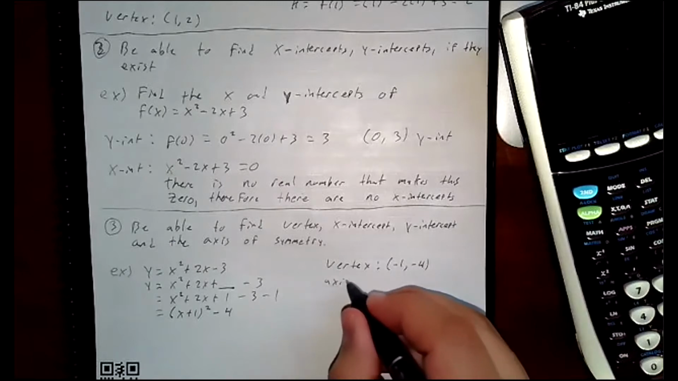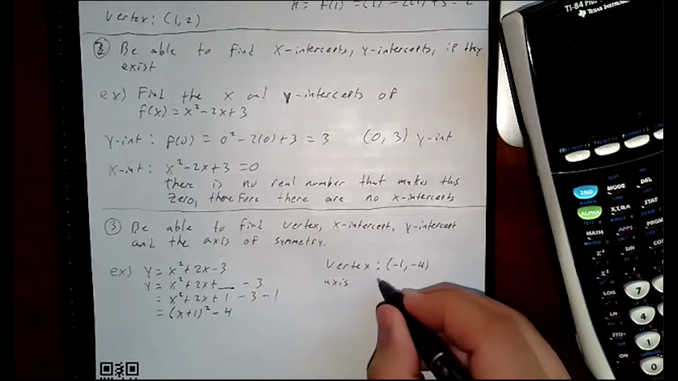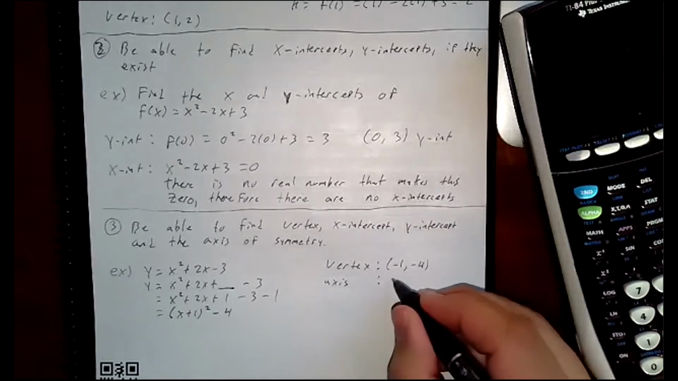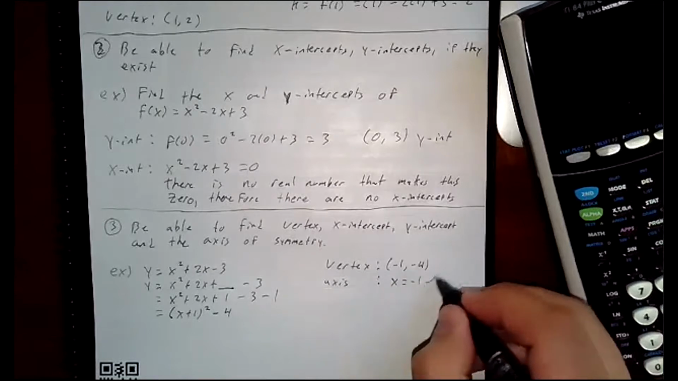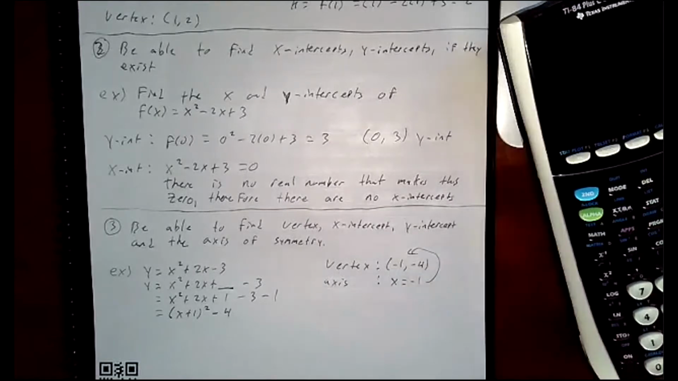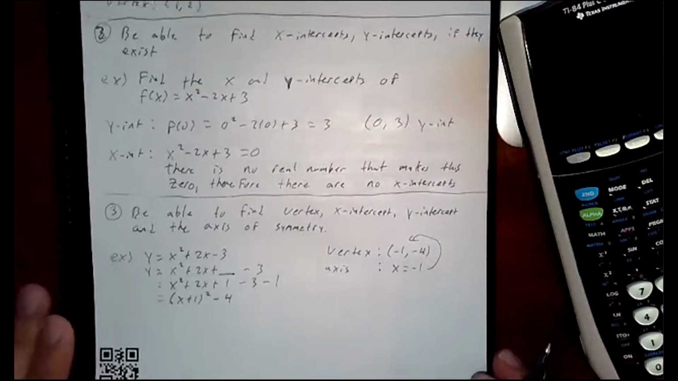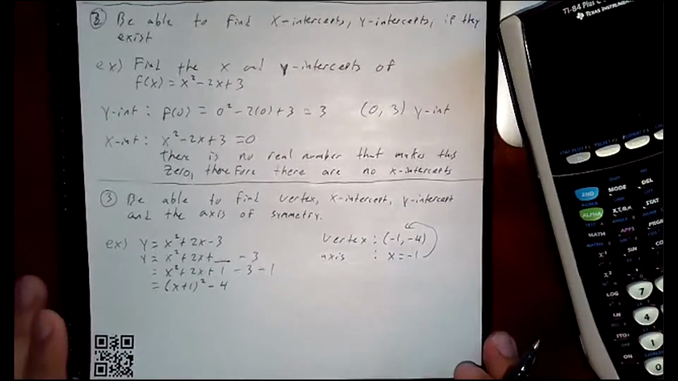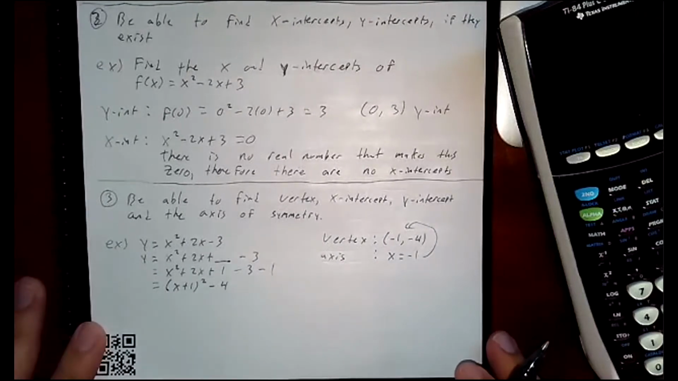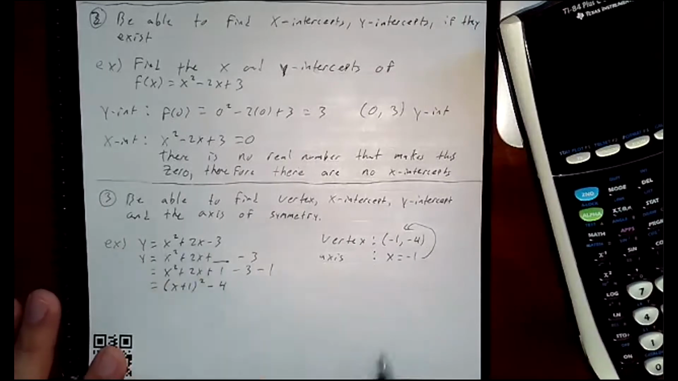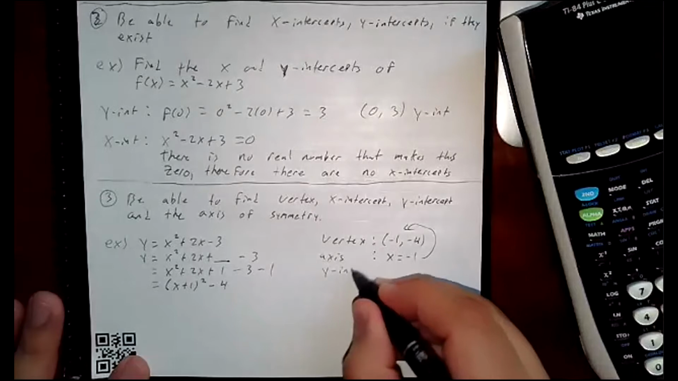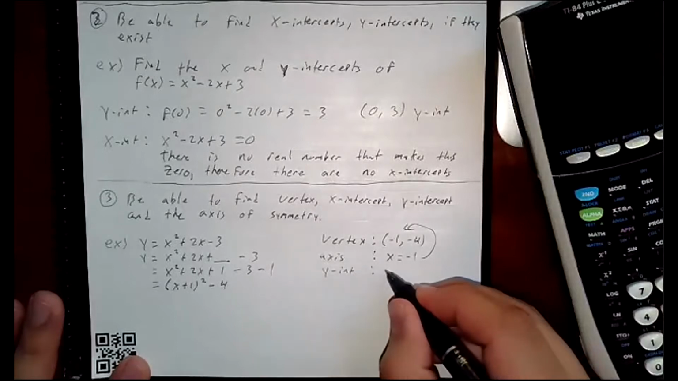The axis of symmetry is going to be x equals negative 1. It's always whatever the x value is for the vertex. That's the axis. If I plug in 0, you can tell the y-intercept is going to be negative 3.